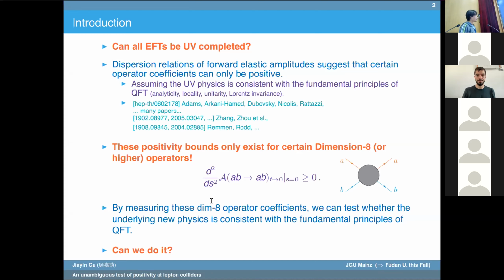To turn this statement the other way around, if we can measure these dimension 8 operator coefficients, then we can test whether the underlying new physics is consistent with the fundamental principles of QFT, namely analyticity, locality, unitarity, and Lorentz invariance. Of course, we can ask whether we even want to challenge these fundamental principles of QFT, but maybe a more practical question is, as we all know, it's difficult to measure the dimension 8 operators. So can we even do this test? And if not, does it really matter for phenomenology?